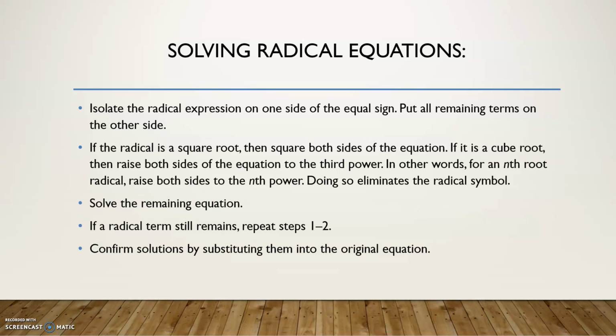Now, how you do this is we're going to isolate the radical expression on one side of the equal sign, and put everything else on the other side. If the radical is a square root, then square both sides of the equation. If it's a cube root, then raise both sides of the equation to the third power. In other words, for an nth root radical, raise both sides to the nth power. What you're doing is getting rid of the radical symbol.